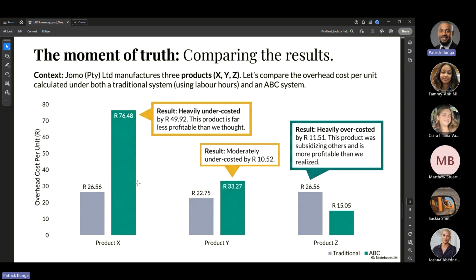Again, I love my graphs. If you look at the bottom here, you have the three different products. Do you see them? Very beautiful. And then gray and ABC here. Do you see that? Both of them are parallel, so you can compare them. And on this axis, you have the cost per unit, or the overhead cost per unit, in rand. So you can see for product X, it is between 20 and 30. Do you see that? Are you with me?